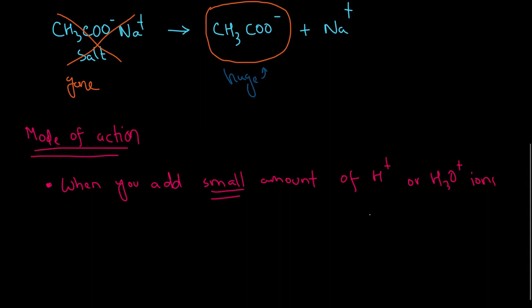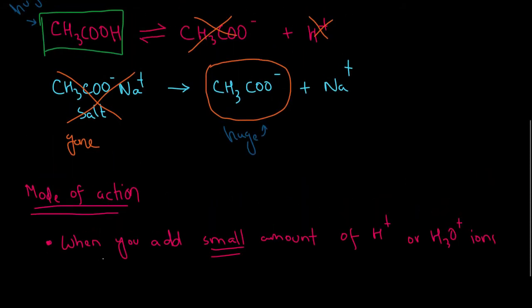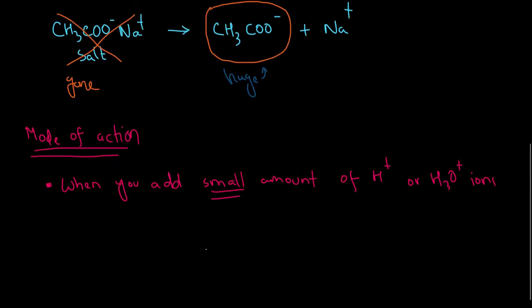What happens? So basically, let's imagine the pink H plus ions are the ones you have added. So what happens is then this guy reacts with the salt, the CH3COO minus ions. These guys react and they form CH3COOH. So this is a covalent bond. This is not. They form the acid.